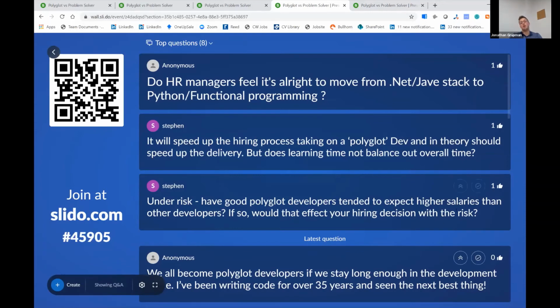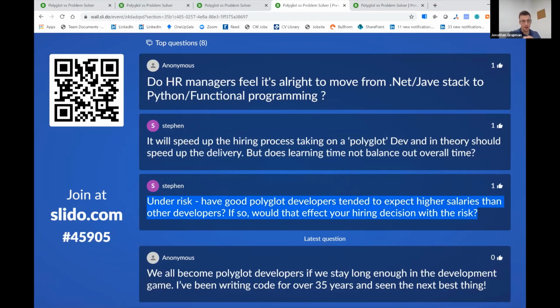No, that's definitely a really good point there. First, Stephen has just come up with a couple of questions here. Let's go with the bottom one: under risk, have good polyglot developers tended to expect a higher salary than other developers? I guess from your experience, would that affect your hiring of them, with the risk that they are obviously at a higher salary but have a bit more variety?